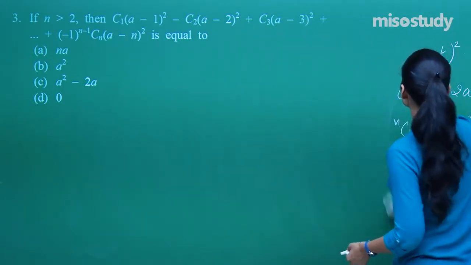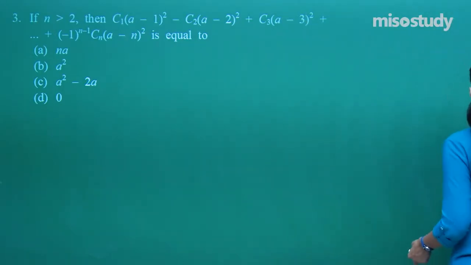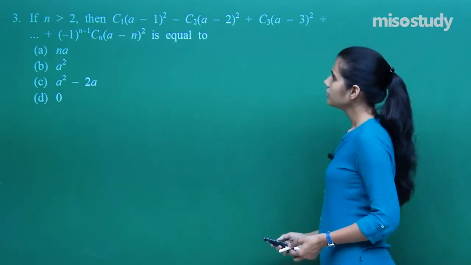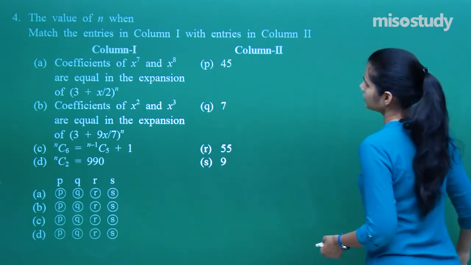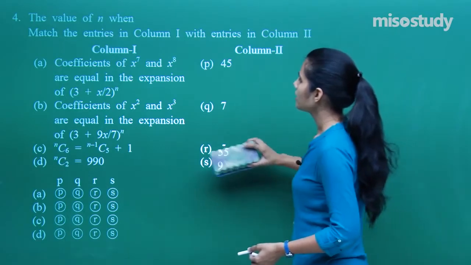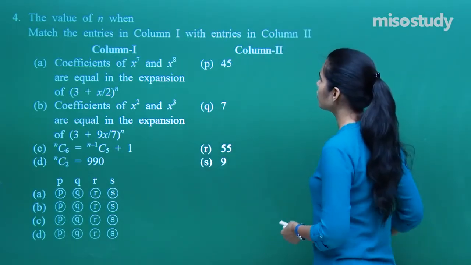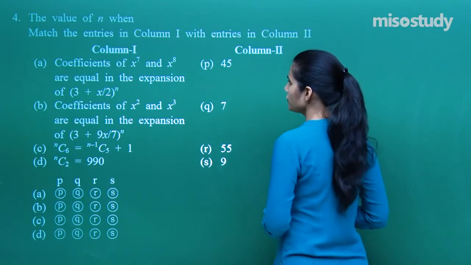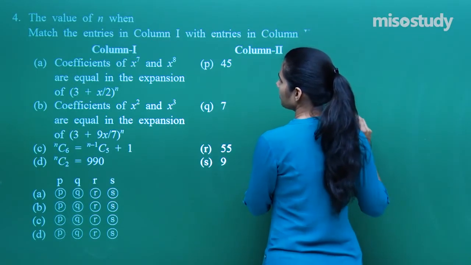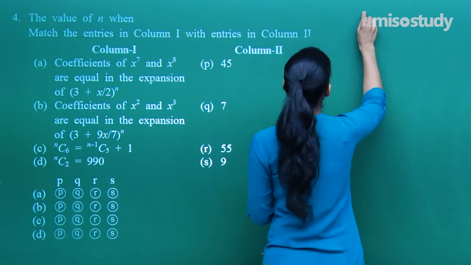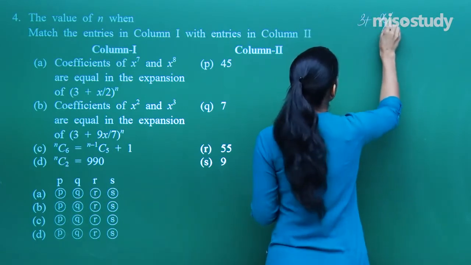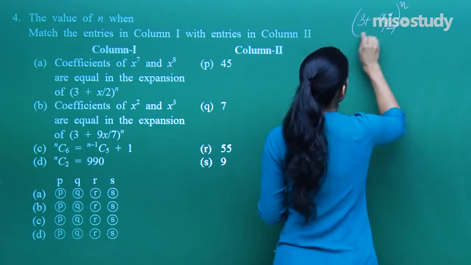Now if you move on to the next question, what is it that we have now? Let's see. The value of n, what is it when all these things are basically taking place? We need to match the entries in column 1 to column 2. Coefficients of x to the power 7 and x to the power 8 are equal in the expansion of 3 plus x by 2 whole to the power n.